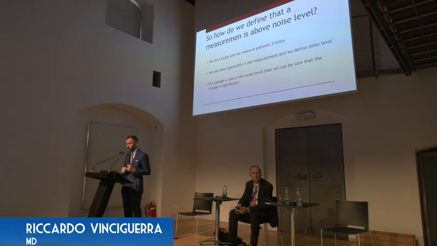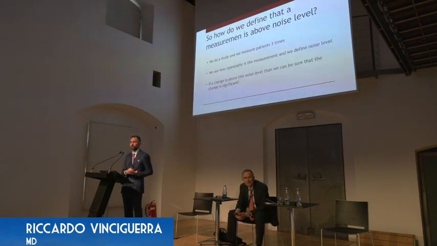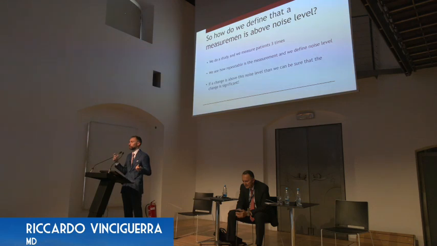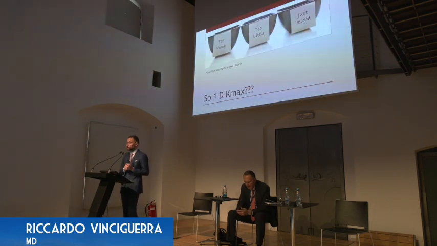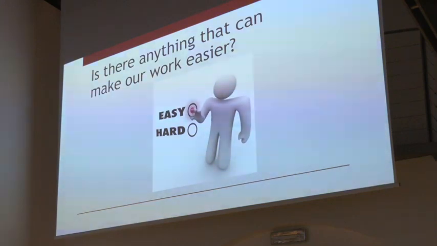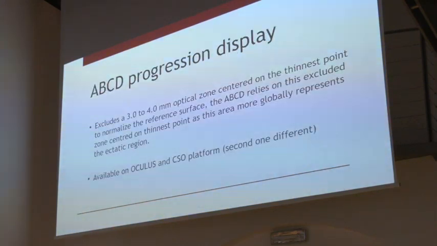So how do we define the measurement noise? It's extremely simple. You measure a patient 3 times. You measure the noise level, and if the change is above the noise level, eureka, then it's a significant change. So is 1 diopter Kmax too much, too little, just right? Is there anything that can make our work easier?